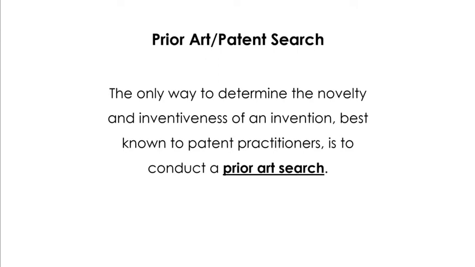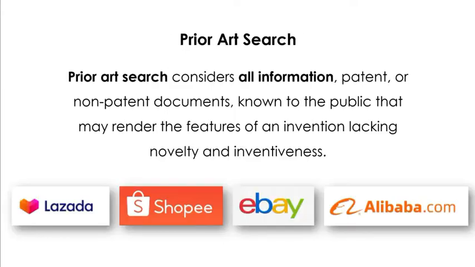Why prior art search? In the previous slides, I emphasized that filing for a patent application requires that your invention must be novel, inventive, and industrially applicable. There is only one way to determine the novelty and inventiveness of an invention best known to patent practitioners, and that is to conduct a prior art search. Prior art search considers all information, patent or non-patent documents, known to the public that may render the features of an invention lacking novelty and inventiveness, or the other way around.